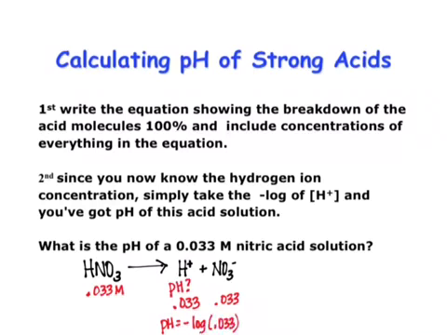Put that in the calculator. Get it for me. That's log, not ten to the x. 1.48. Hit the negative and then log right here. 1.48. It's nitric acid, so that means my pH better be less than 7. Is my pH less than 7? Yes, we're good. 1.48.